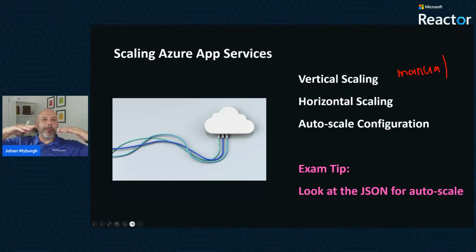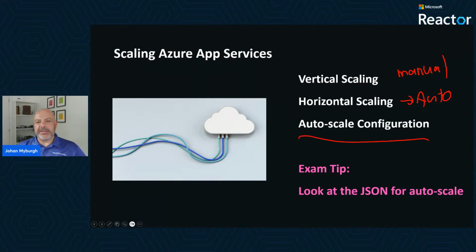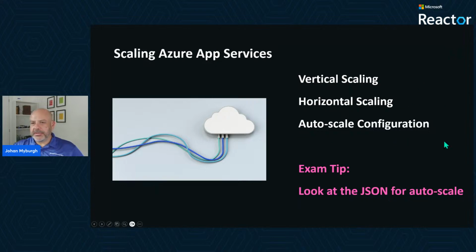What you want to do is monitor your application services over time. And if you're constantly running into the maximum instances, if you're constantly flatlining the CPU, then bump up the plan to a bigger plan that's going to give you a little bit more iron under the hood for those applications. Horizontal scaling, and this is something that we can do automatically. Right? Auto scale configuration, I touched on that already. Make sure that you've looked at the JSON for that, just on that point.